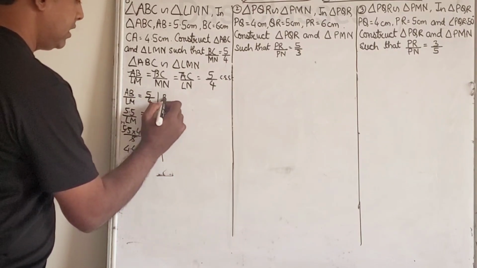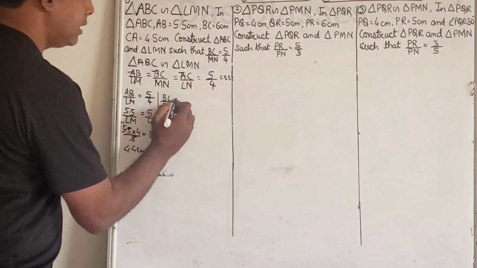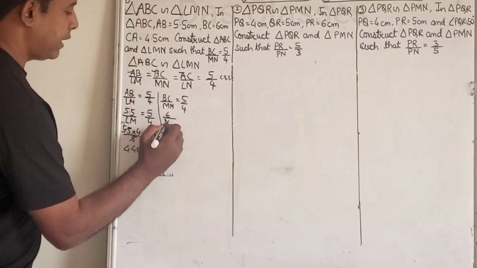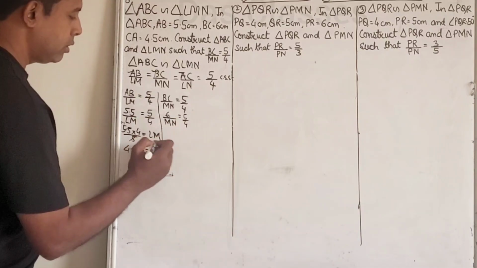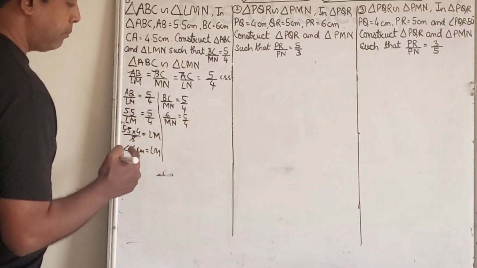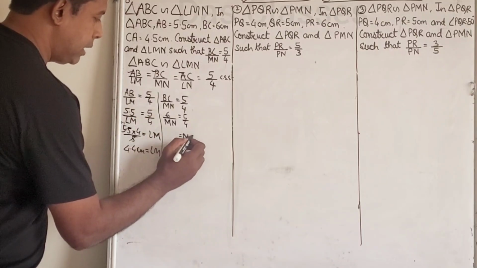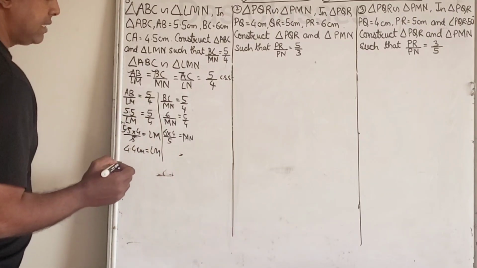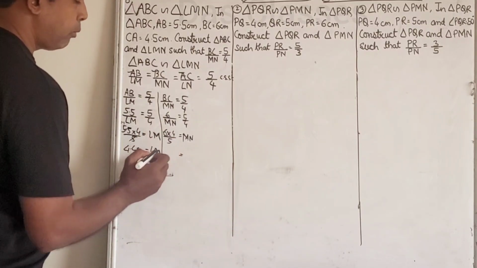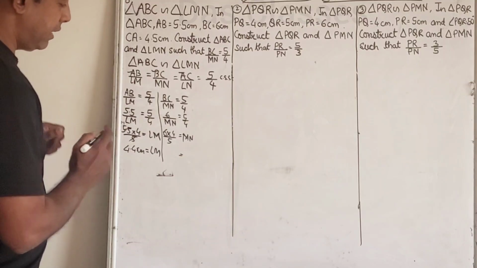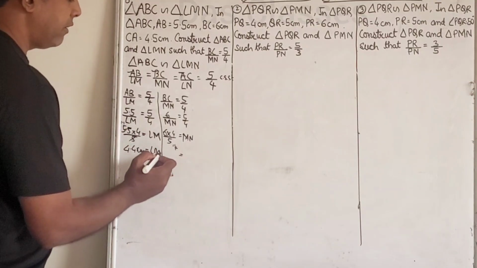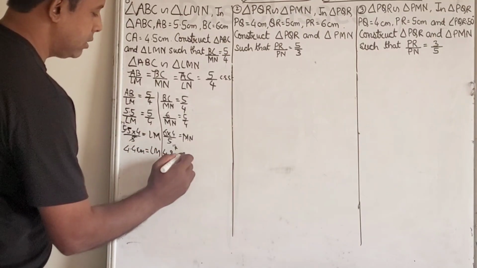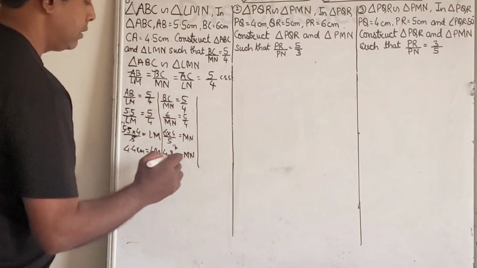Then MN, calculate the same way. BC upon MN is 5 upon 4. BC we know is 6 centimeter, so 6 upon MN is equal to 5 upon 4. Cross multiply again: 5 into MN is equal to 6 into 4. So MN is going to be 6 into 4 upon 5. It's not fully cancelable, so you will get 24 upon 5, which is 4.8 centimeters. So MN is going to be 4.8 centimeter.